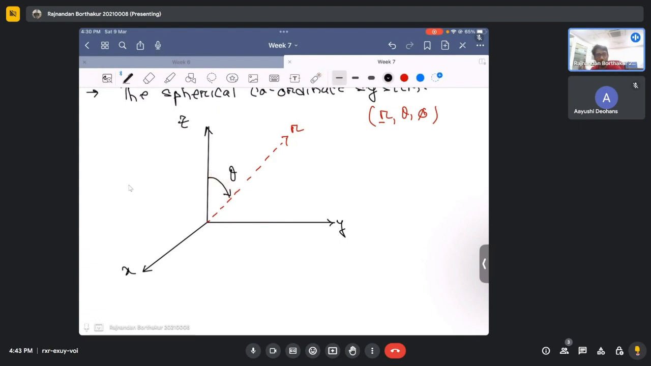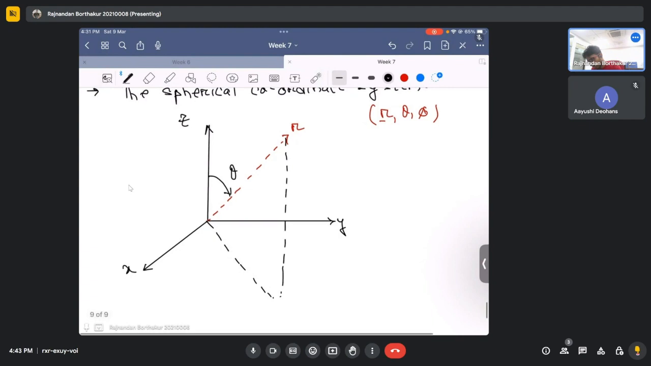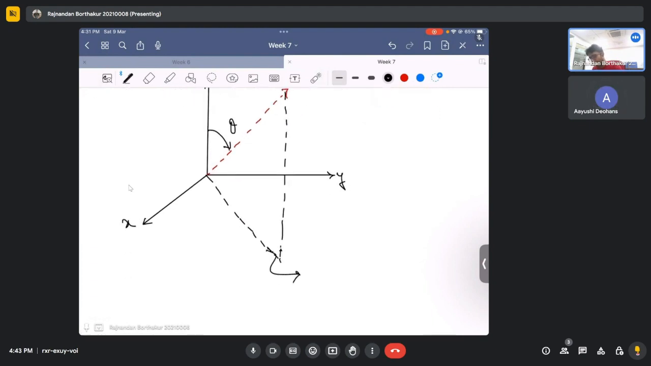So then what is phi? Phi is essentially called the polar angle, which means if I take a projection of this radial vector, then what would this length be? It's very simple, it's just trigonometry. R sine theta. Exactly. So this length is basically r sine theta.